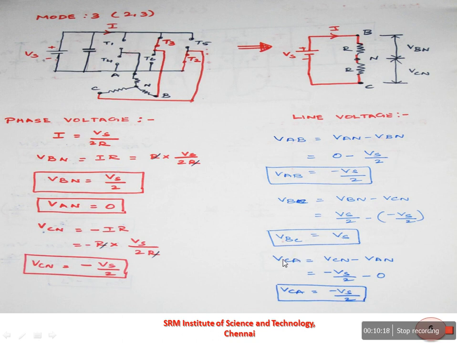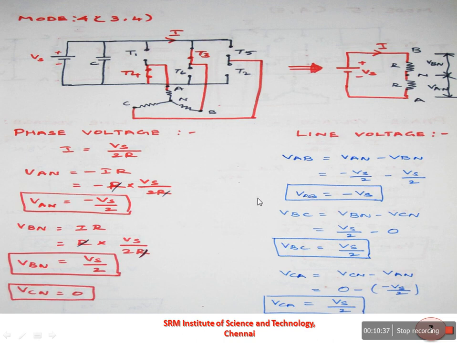Similarly, we can find out VCA. VCA is equal to VCN minus VAN. So you can substitute the value of VCN is equal to minus Vs by 2 minus VAN is equal to 0. Therefore, we will get VCA is equal to minus Vs by 2.